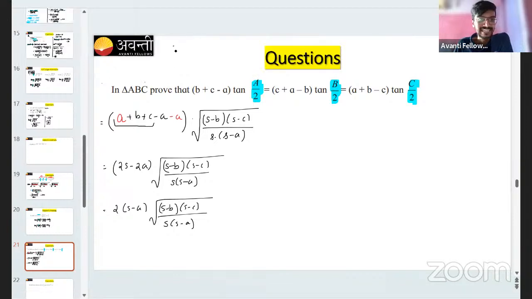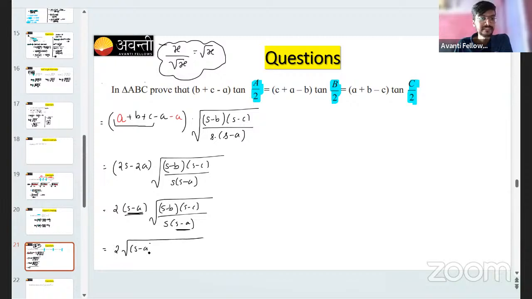Now, do you know this? x upon root x is equal to root x if we rationalize it, correct? So here I got the same thing. See this? S minus A upon root of S minus A. So I can write it as 2 under root of S minus A, and there are already present S minus B, S minus C upon root S. So on simplifying this leftmost side, I got this. Now I have to simplify the other two sides and try to get exactly the same. I'll do the second one, but the third one I'll not do. I expect you should do it.